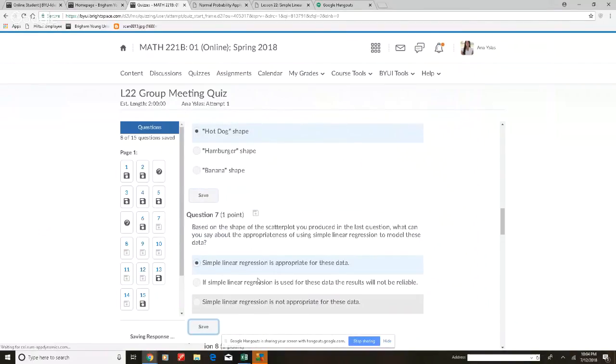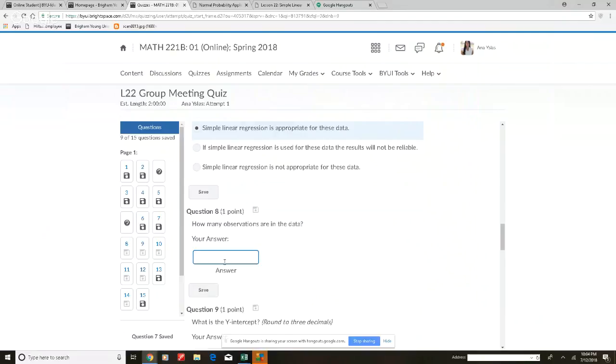Simple linear regression: how many observations are in the data? Should I try number 2, or the 276, or the 138? No, I really have no clue. You could try 2 if you want to. It's up to you, because I can submit the quiz 2 times. How many observations? I was just going to put 276. It's like the total of the whole thing. Okay, I'll try that one.